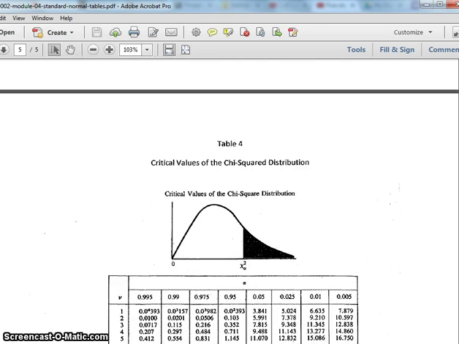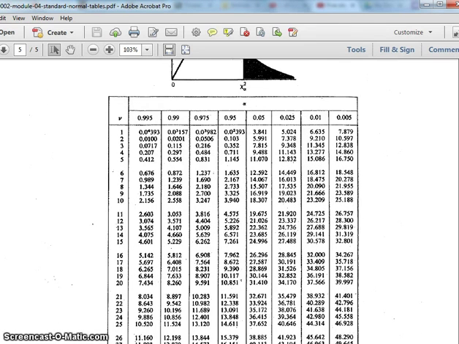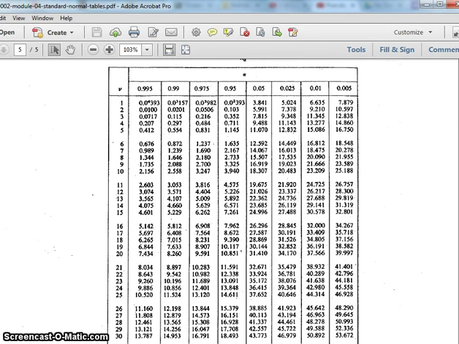And then same with the chi-square distribution. It's the same idea. So here's your alpha levels here, here's your degrees of freedom down the side. So you need to determine your degrees of freedom and consult the critical value table.